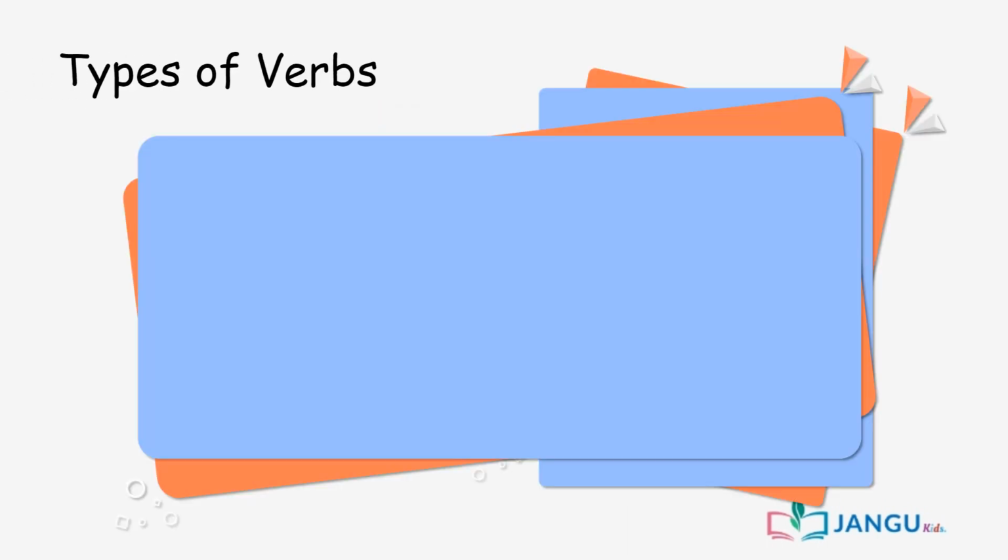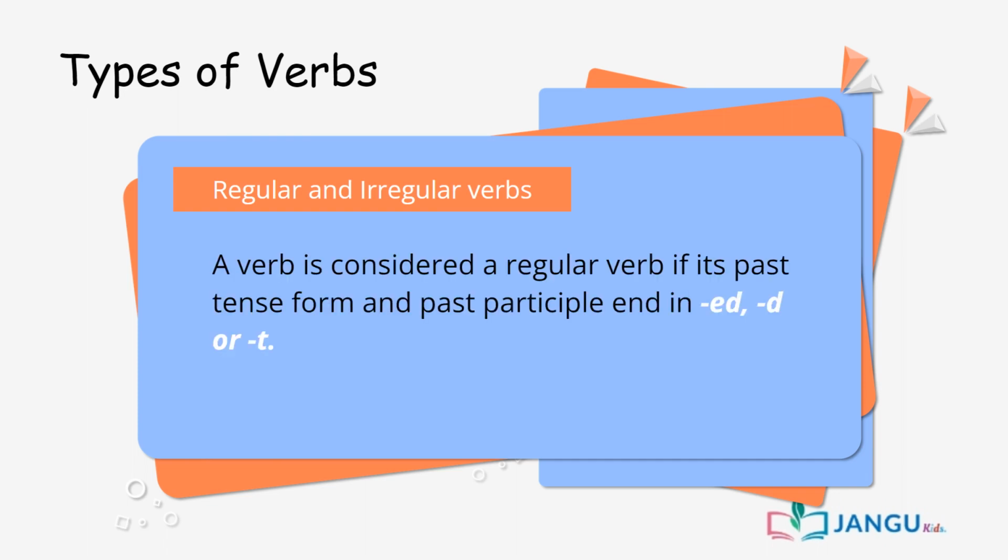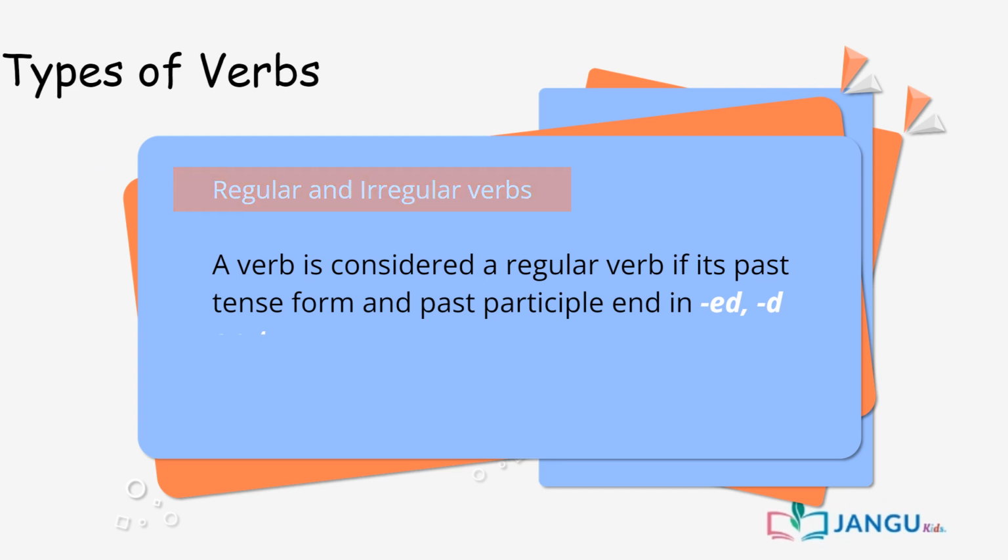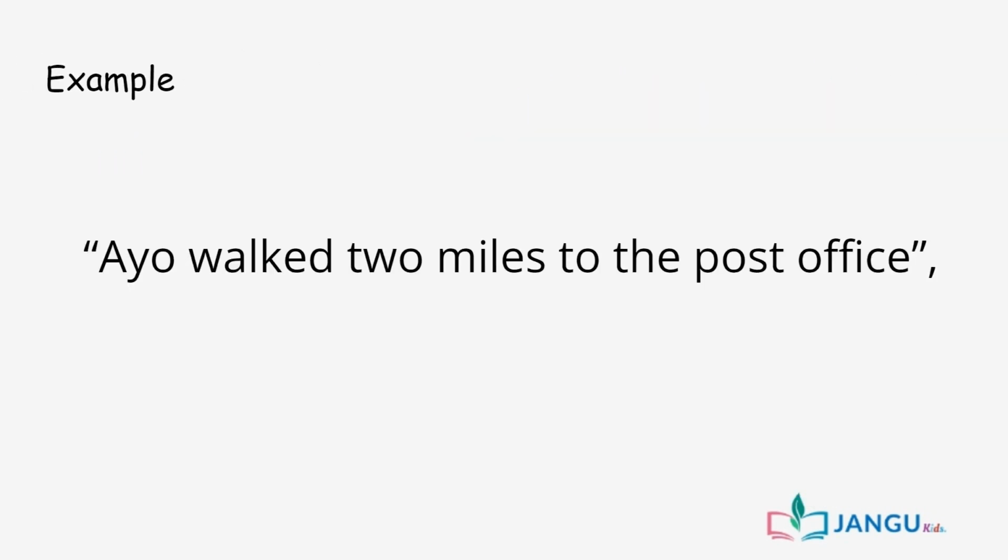Other types of verbs you can use are regular and irregular verbs. A verb is considered a regular verb if its past tense form and past participle end in ed, d, or t. For example, in the sentence, Ayo walked 2 miles to the post office. The verb walked is a regular verb because its past tense of walk ends in ed.